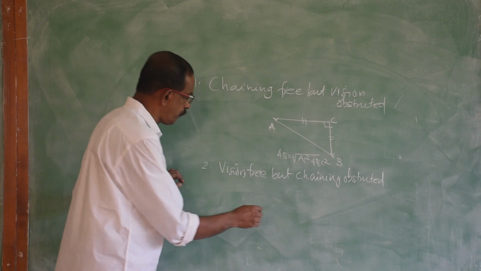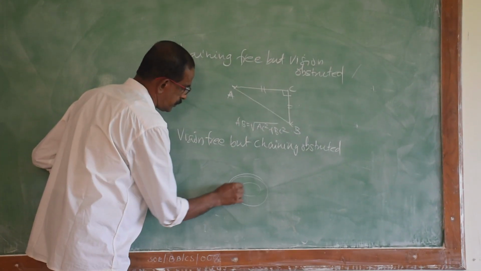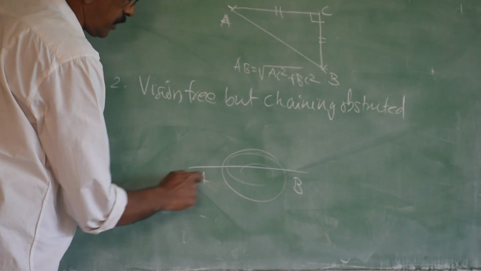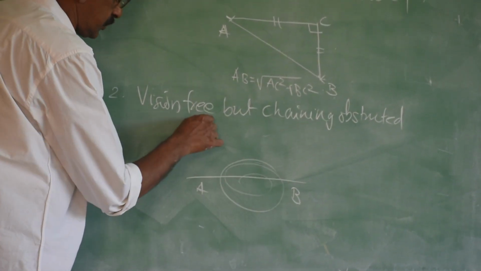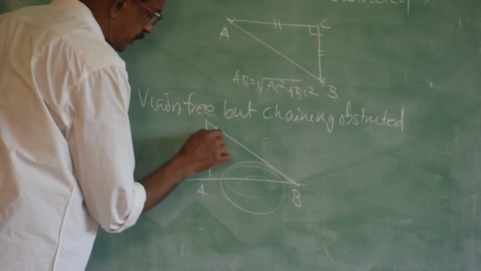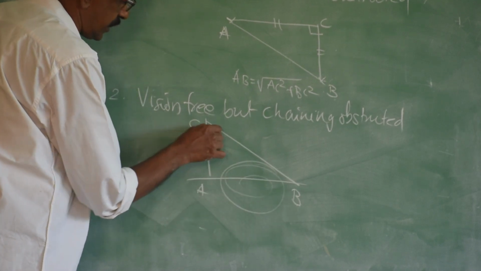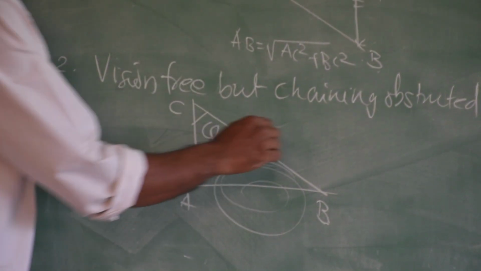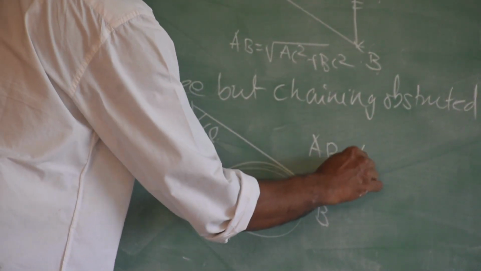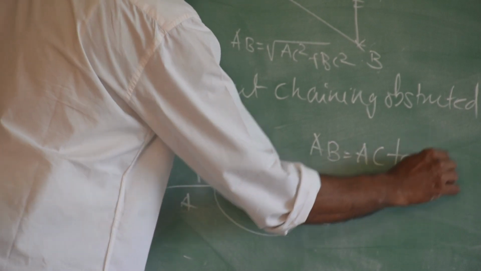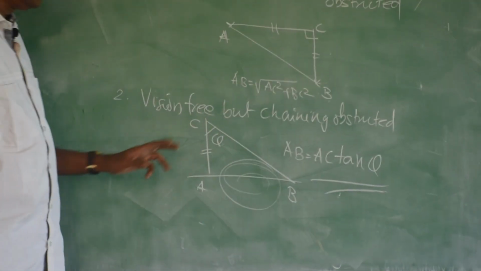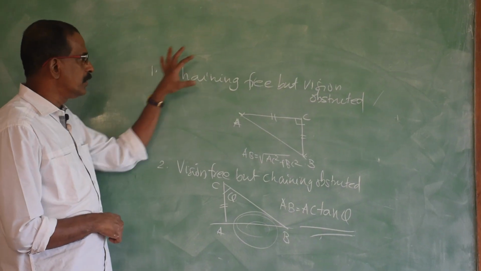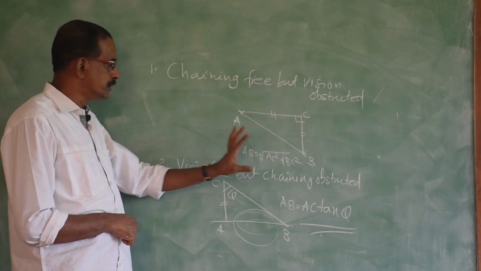If that is the case, how to overcome? So, assume there is a pond here, you want this distance AB. If you stand at A, B is visible, but you can't stretch the chain. If that is the case, measure this distance AC and this angle theta, angle ACB, then AB can be calculated, that is AC tan theta. Like that you can overcome such difficulty. So, first chaining free, vision obstructed, then vision free, chaining obstructed.